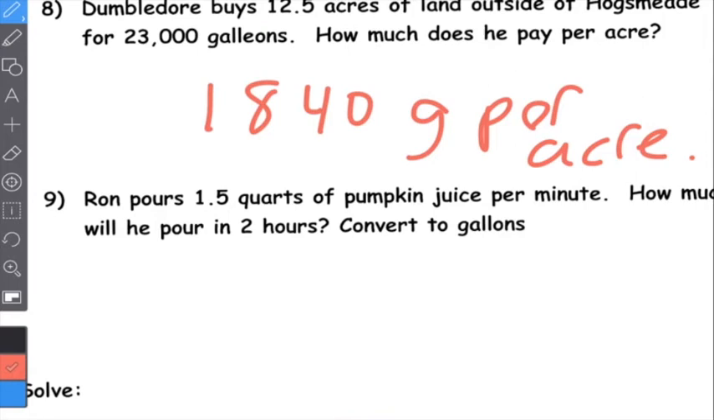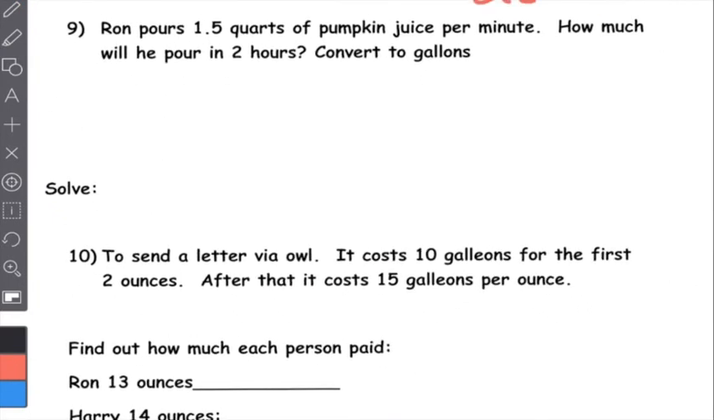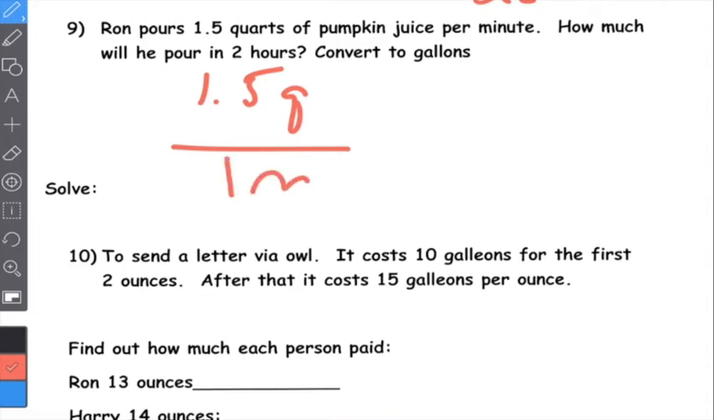Next, Ron pours 1.5 quarts of pumpkin juice per minute. How much does he pour in 2 hours? Okay, and then we have to convert. So he does 1.5 Q for quarts of pumpkin juice per 1 minute. That's going to equal, I don't know how many, per 2 hours. So you have to convert 2 hours into minutes. So that's going to be 120 minutes. Okay, so it'll be 60 times 2.